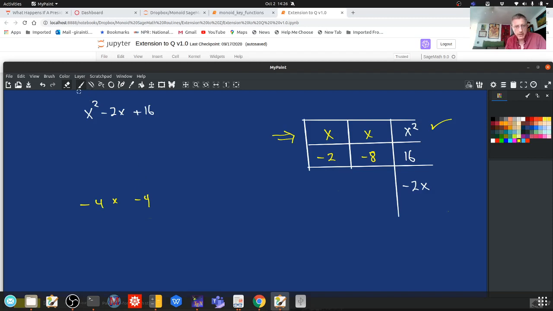Let me get this one and this one. So let's do minus 4 times minus 4. So minus 4 times minus 4 is plus 16. That gives me minus 4x minus 4x. That gives me minus 8x. So that didn't work either. So we conclude that nothing worked, and we were very thorough. So we conclude something that's really important, that this polynomial is prime, or if you prefer, irreducible.